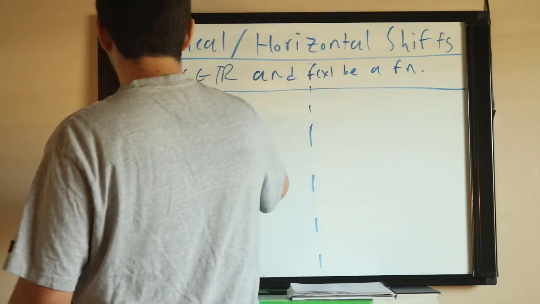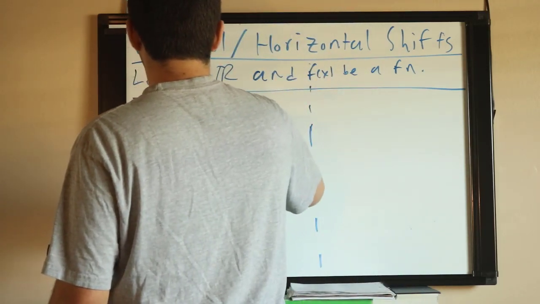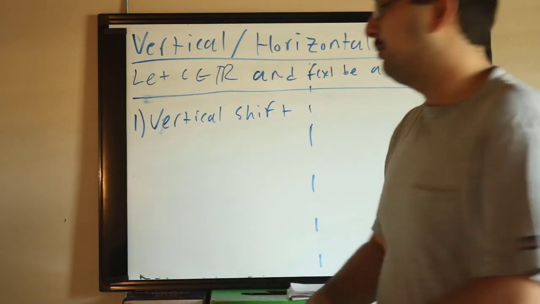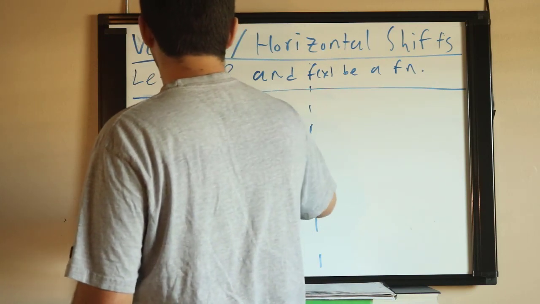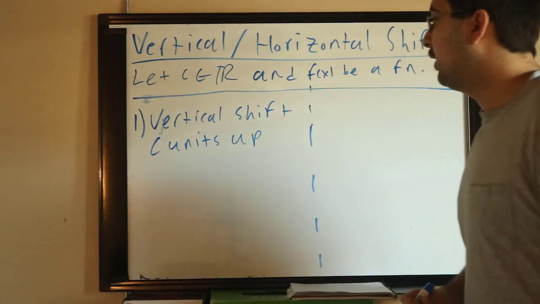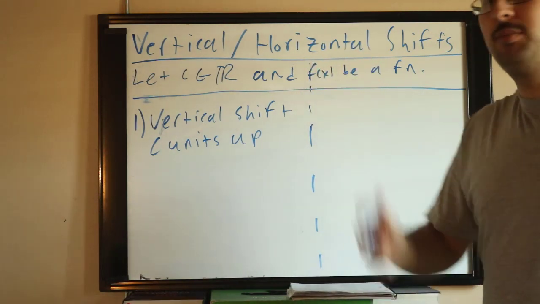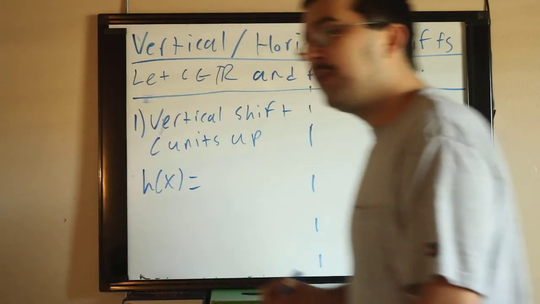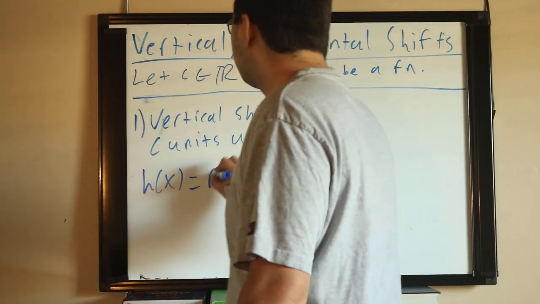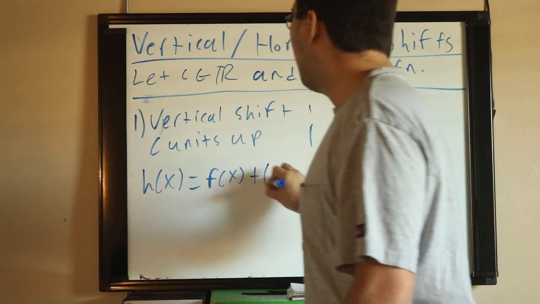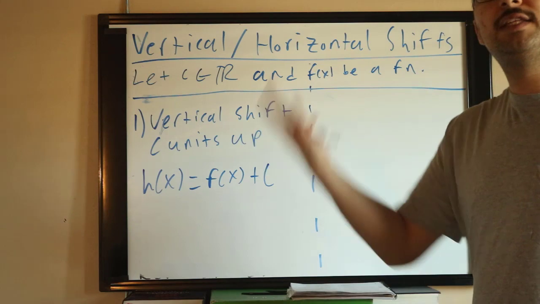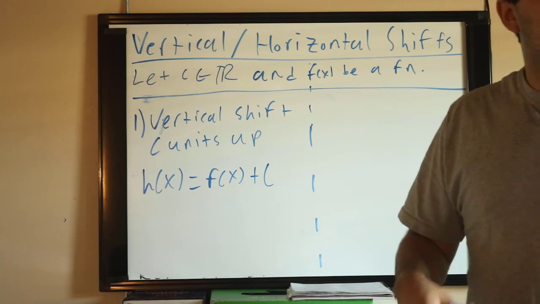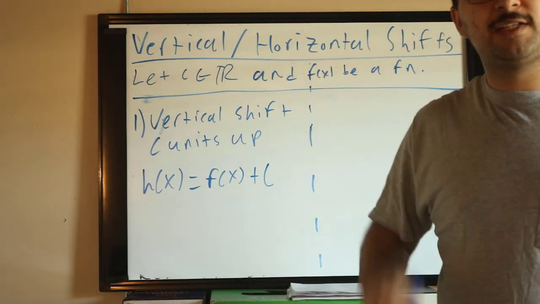Our first one is a vertical shift up. So we're going to do a vertical shift C units up. Alright, I'm moving my graph C units up. What does that mean? How do you represent that? A vertical translation is simply when you have your function and you add some value to it. This is you translating or pushing your graph up, when you take your graph and you simply add a constant value to it, you push your graph up. That is a vertical shift up.